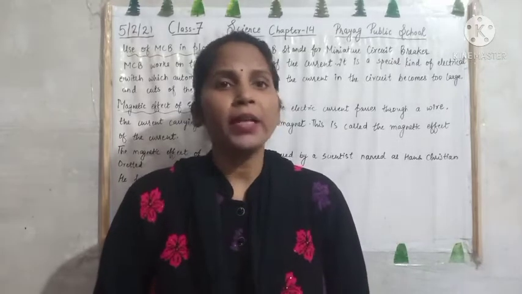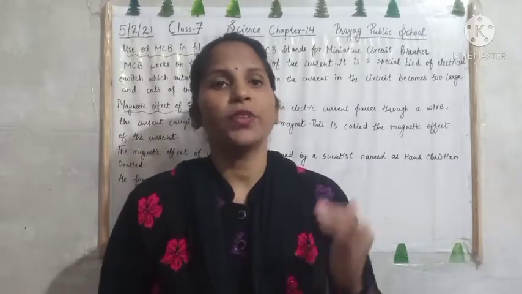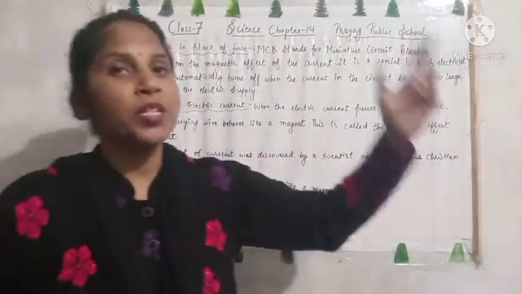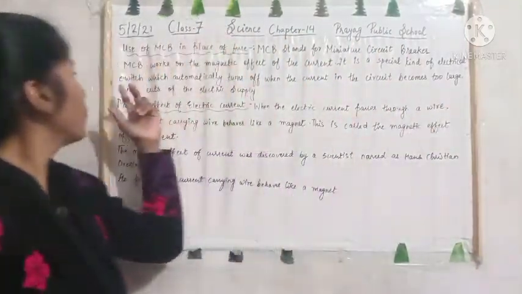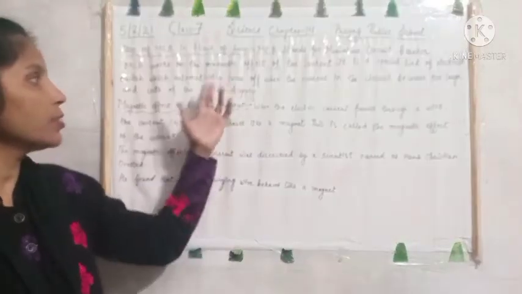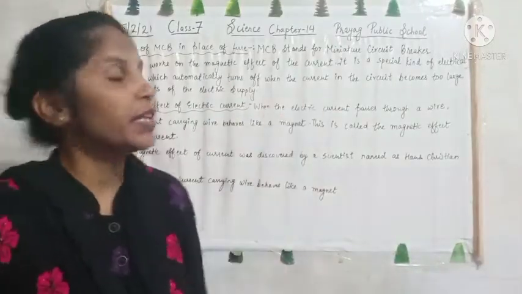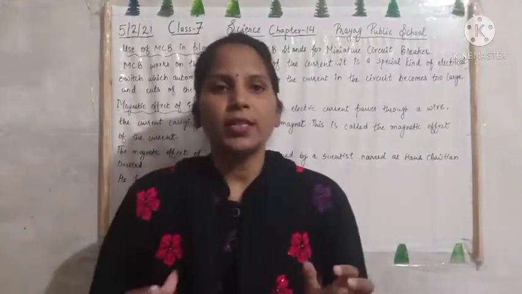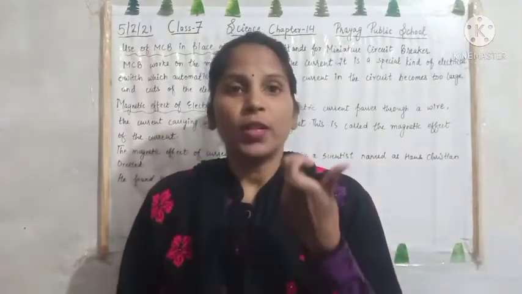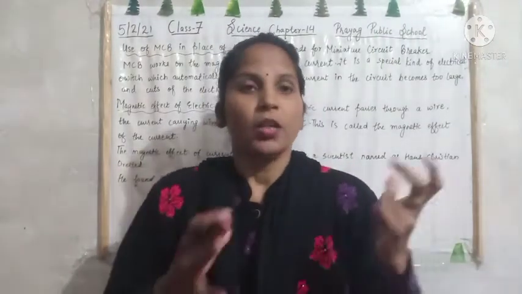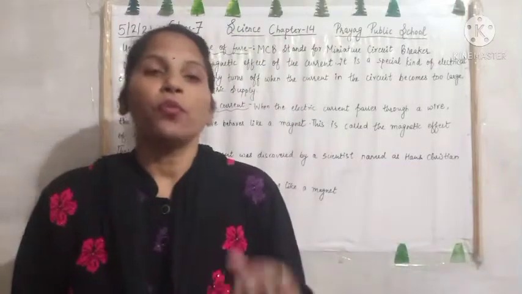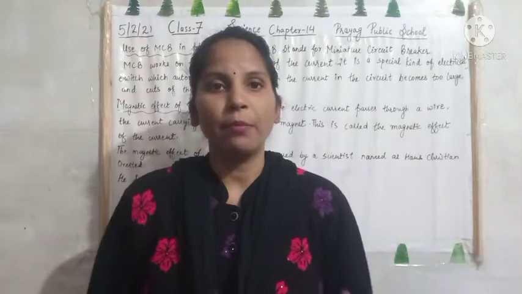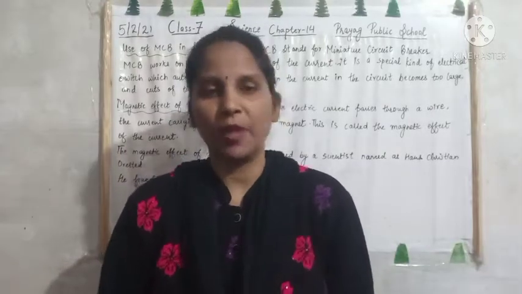MCB works on the magnetic effect of the current instead of the heating effect of the current. It is a special kind of electrical switch which automatically turns off when the current in the circuit becomes too large and cuts off the electric supply. So we can say MCB is a type of switch. It's a special switch which automatically gets off when there is excessive flow of current in the circuit, thus preventing the damage of the electrical appliances.